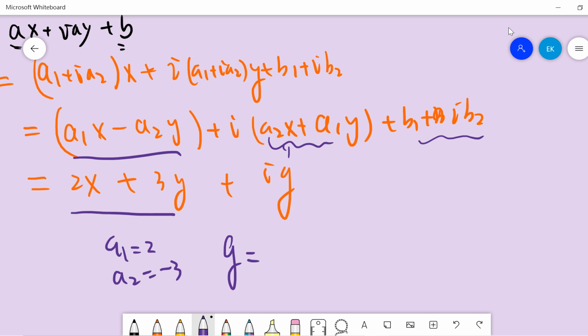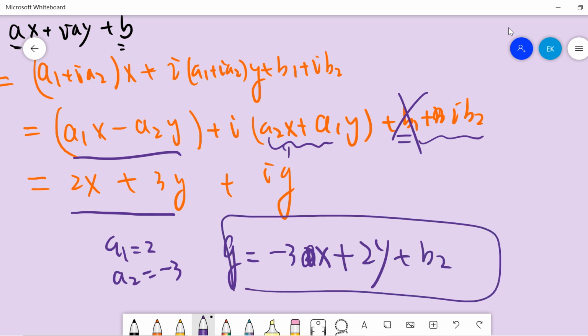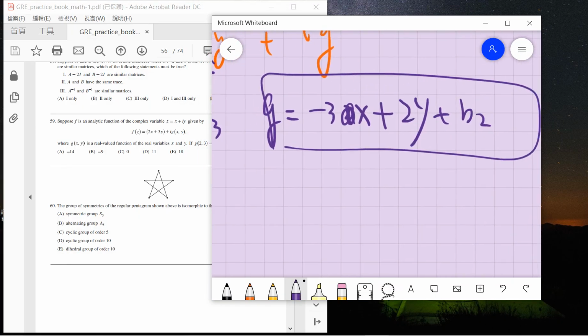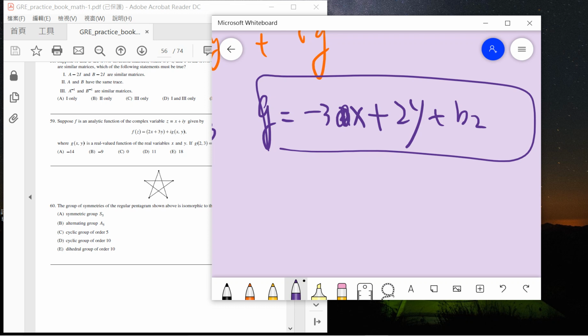Okay, g. So now you see b1 needs to be 0. And you see g is minus 3x plus 2y plus b2, and you can use the same technique to solve it. So basically, I think this way is much more natural. If you don't know the Cauchy-Riemann equations, once you know the function is a function of z, then you can solve it very quickly.